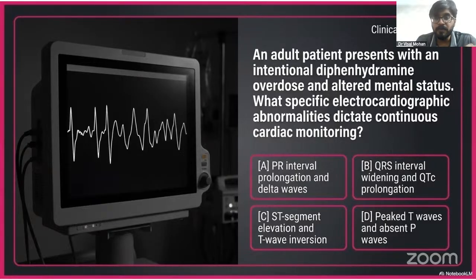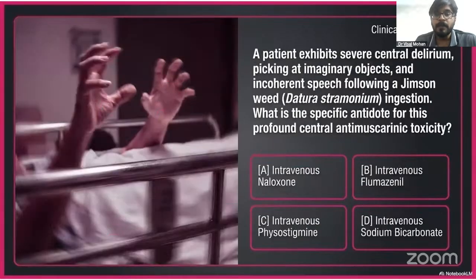All right, shall we move forward? A patient exhibits severe central delirium, picking at imaginary objects and incoherent speech following a Datura ingestion. What is the specific antidote for this profound central antimuscarinic toxicity? IV naloxone, IV flumazenil, IV physostigmine, or an IV sodium bicarbonate?